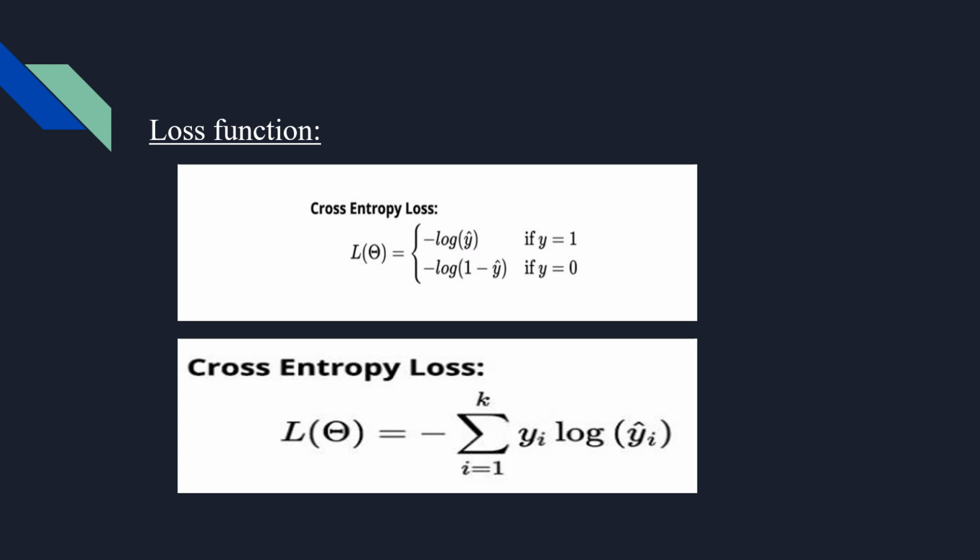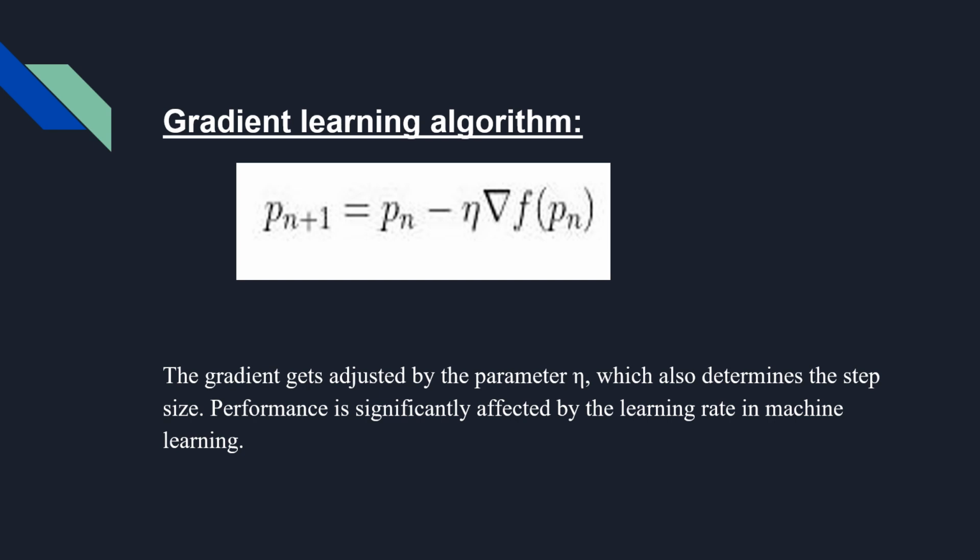Then next, cross entropy loss, another equation like that: L of theta equals minus sigma i equals 1 up to k, y i log y cap i. Then next, gradient learning algorithm.